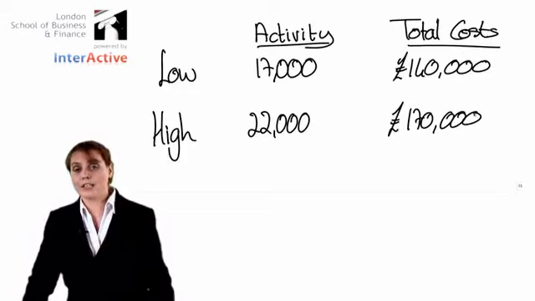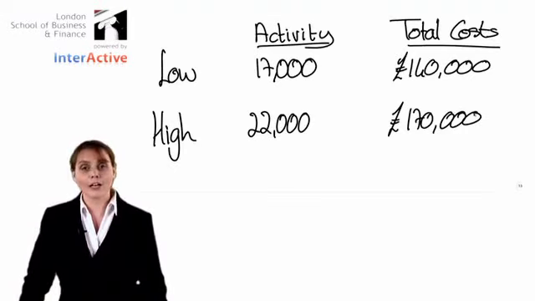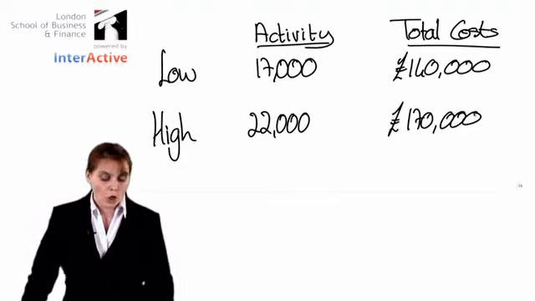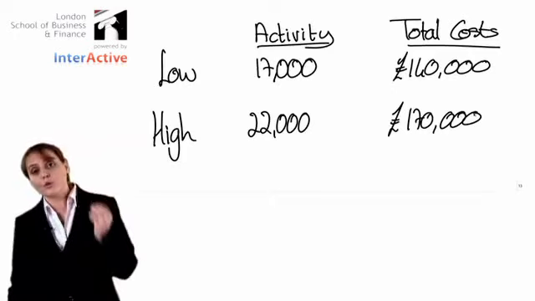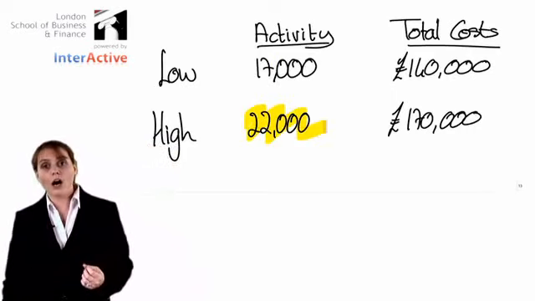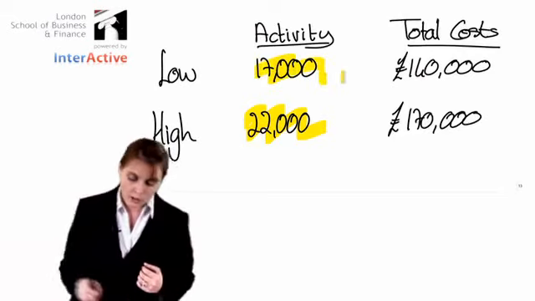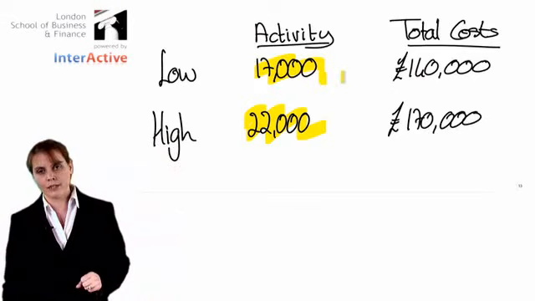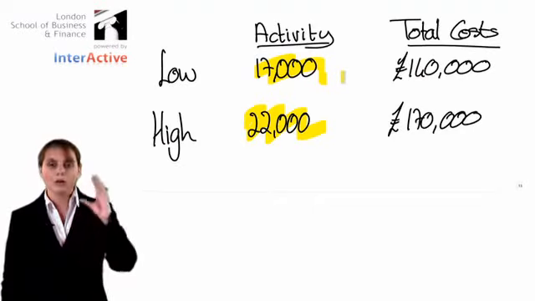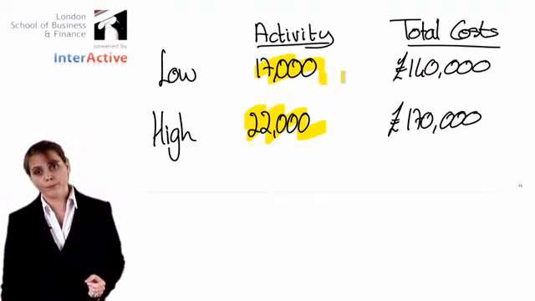But we've been told that the fixed costs increase by £5,000 when our activity level goes above 18,000 units. Which means when we produce 22,000 units, our fixed costs are £5,000 higher than they were when we produced 17,000 units. So now our fixed costs are not constant across these two levels of activity. So what do we need to do?